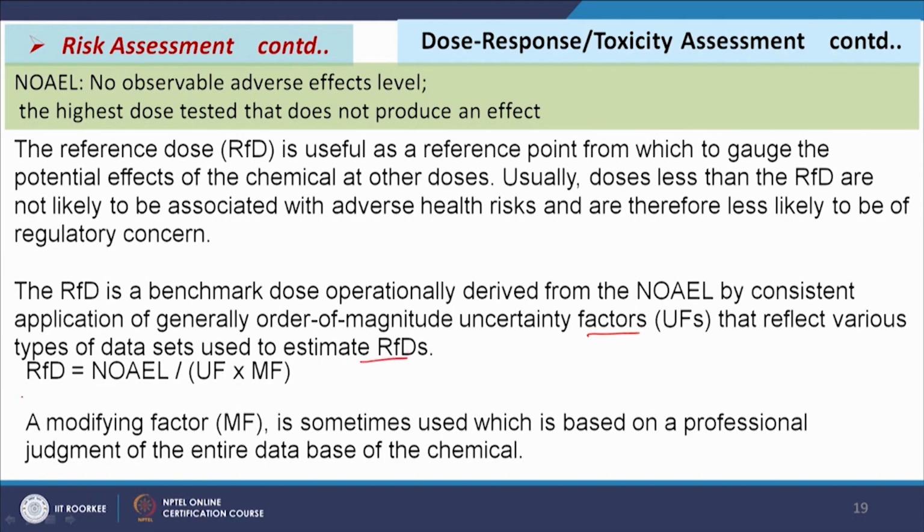So, the relationship is RFD equals NOAEL divided by UF times MF. MF is a modifying factor; somewhere you may get the relationship RFD equals NOAEL by UF, and somewhere you may get the relationship as mentioned here. That MF, the modifying factor, is sometimes used, based on a professional judgment of the entire database of the chemical which is used.